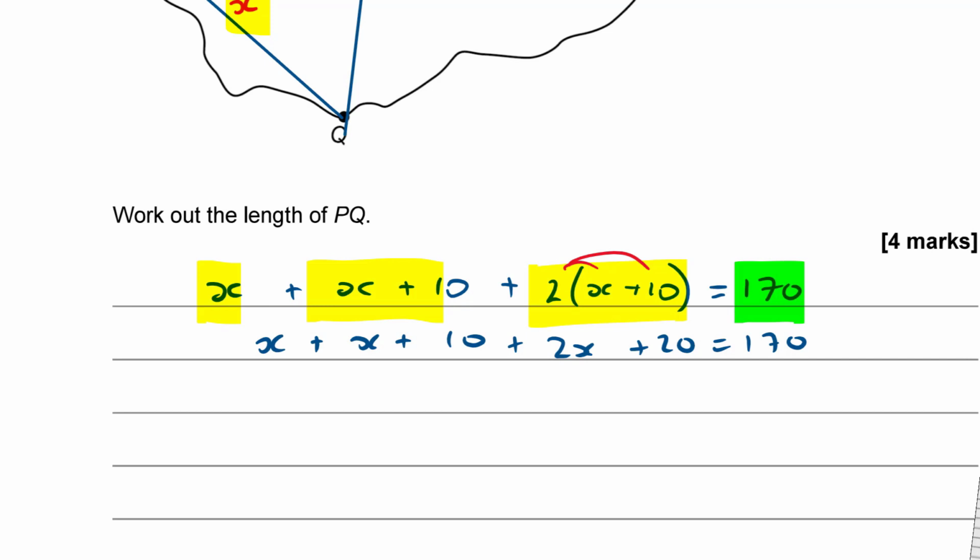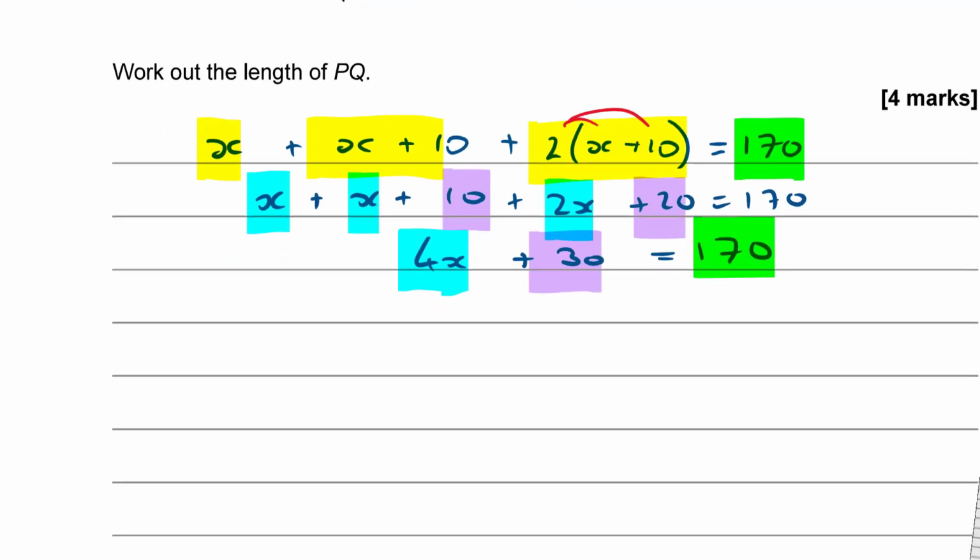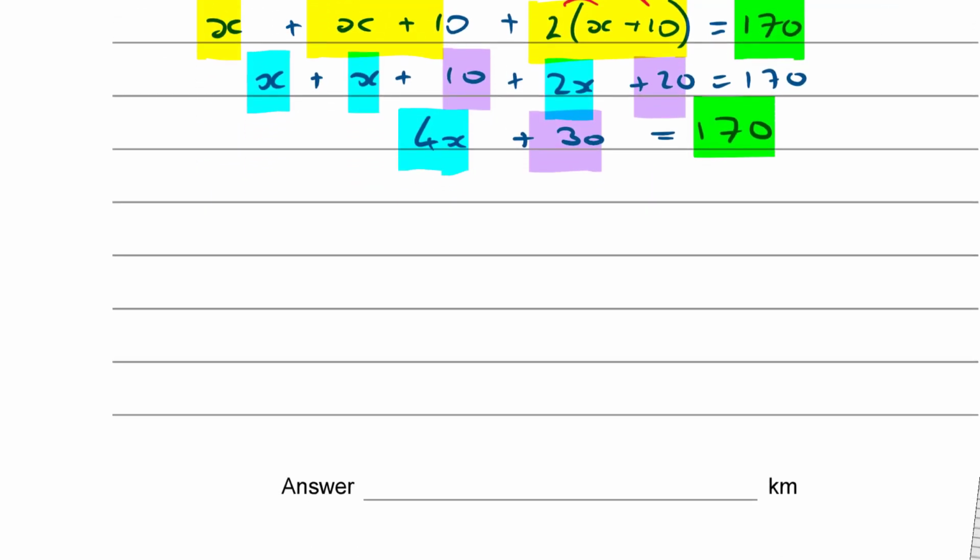Right, then collecting like terms together, what have I got? I've got an x and a 2x. That adds up to 4x. And I've got a 10 and a 20. So that adds up to 30. So I'm going to get 4x plus 30 is equal to 170. That was all my blue ones, that was all my purple ones, and that was the one I had before. Now I've got a linear equation in x. I can go on to solve it.